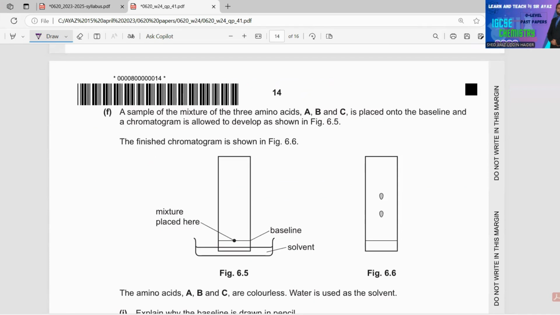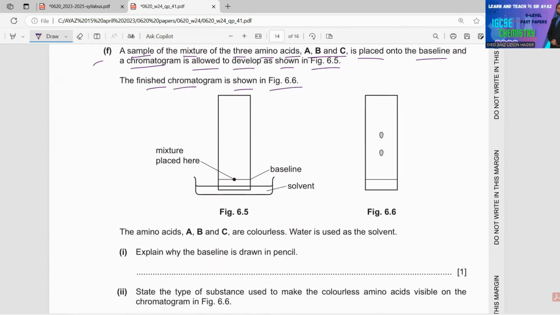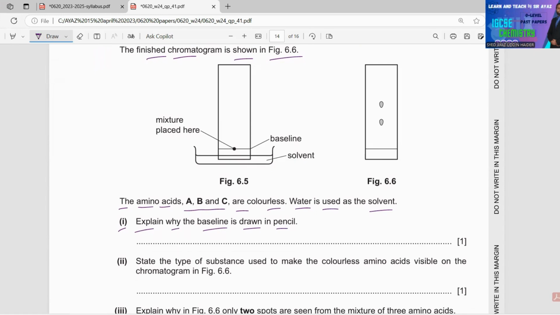Moving to next part. Part F, a sample of the mixture of the three amino acids A, B, and C is placed onto the baseline and a chromatogram is allowed to develop as shown in figure 6.5. The finished chromatogram is shown in figure 6.6. The amino acids A, B, and C are colorless. Water is used as a solvent. 1. Explain why the baseline is drawn in pencil. So pencil is insoluble. It's insoluble in the water. So we write pencil is insoluble.